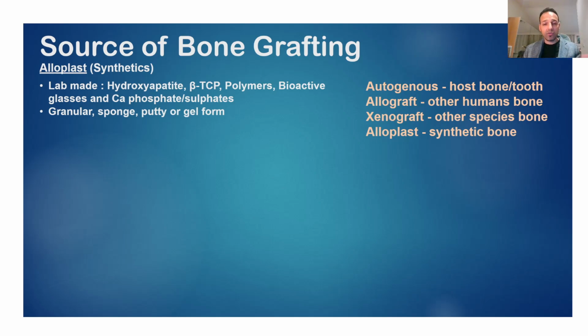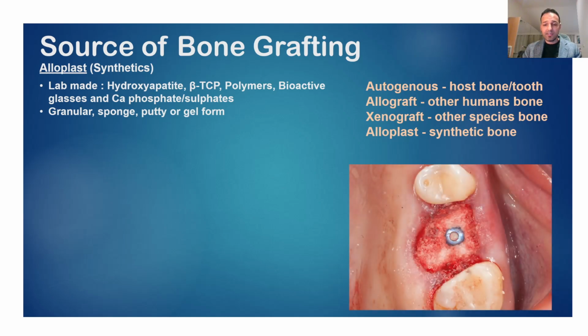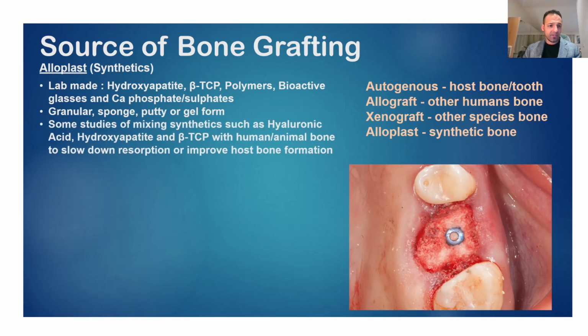This is not an exhaustive list, but I'm covering the majority of options out there. You've got granular forms, a sponge form, you've got putty form, we even have gel forms. And this is a bone graft. This is Ethos, placed as a synthetic material.